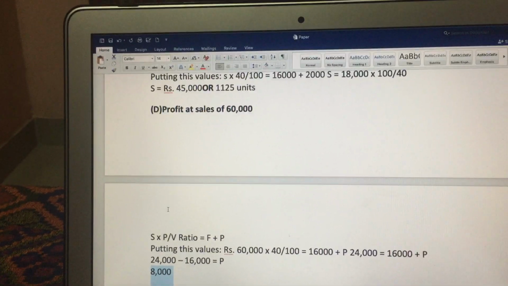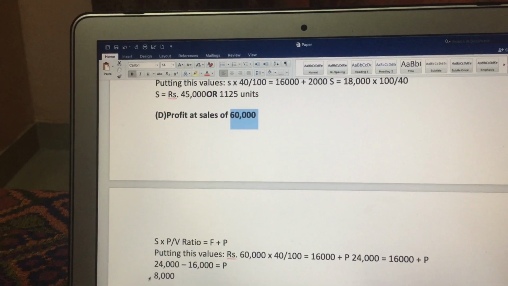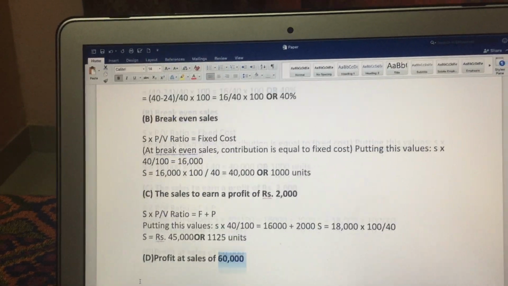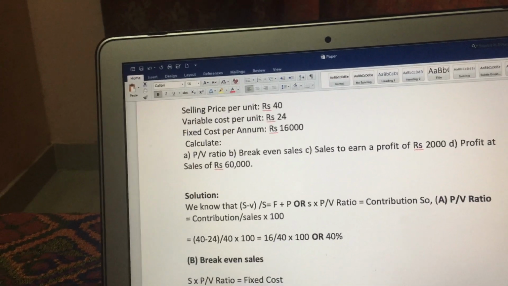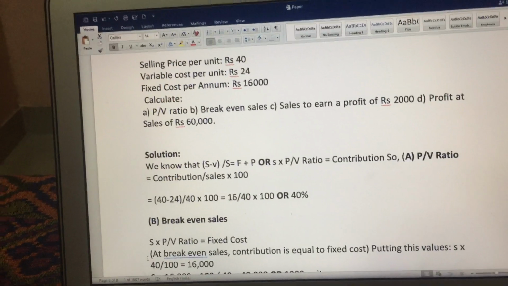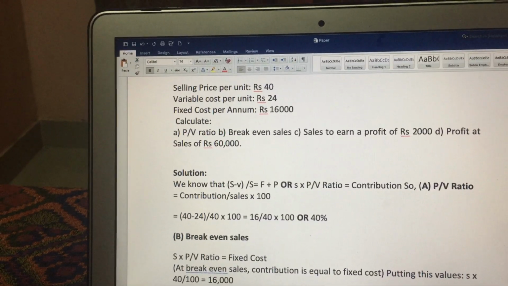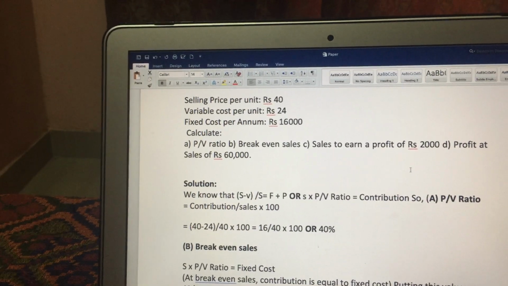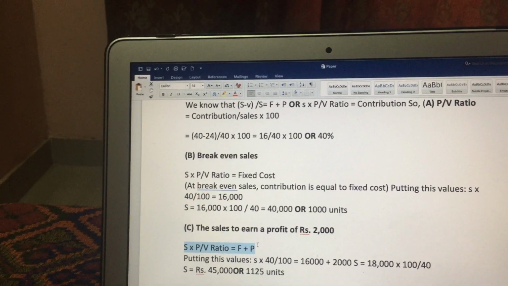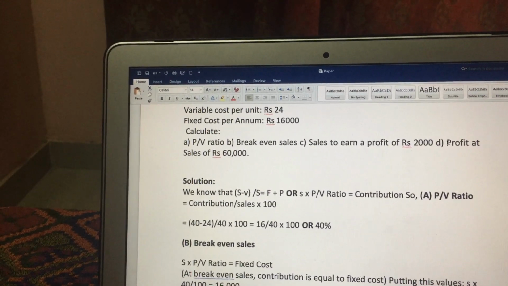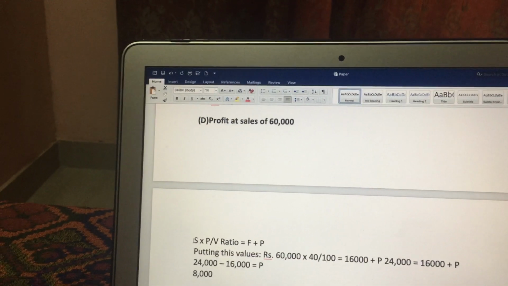Meaning when we are selling 60,000 amount of sales, we have a profit of rupees 8,000. So in this way we solve such kinds of numerical. In practical implication, suppose you are producing something and you are required to find out what will be the sales if you want to earn a profit of 2,000 or say 20,000, then you will use this formula. When you need to find out the profit at sales of rupees 60,000, then you will be using this formula.